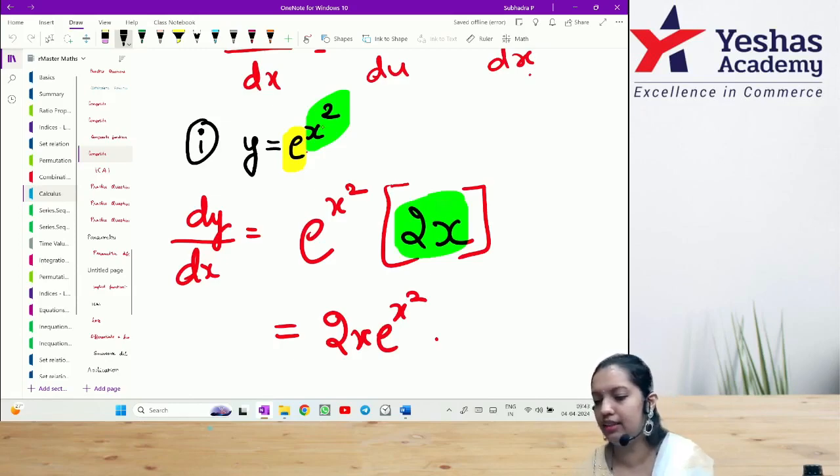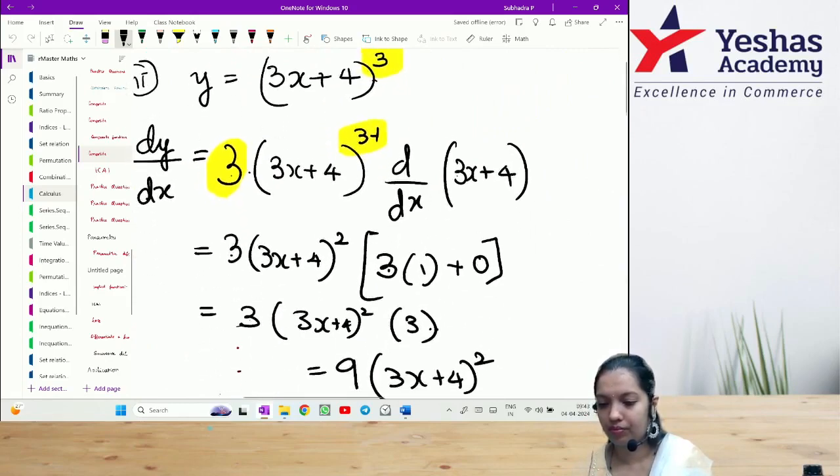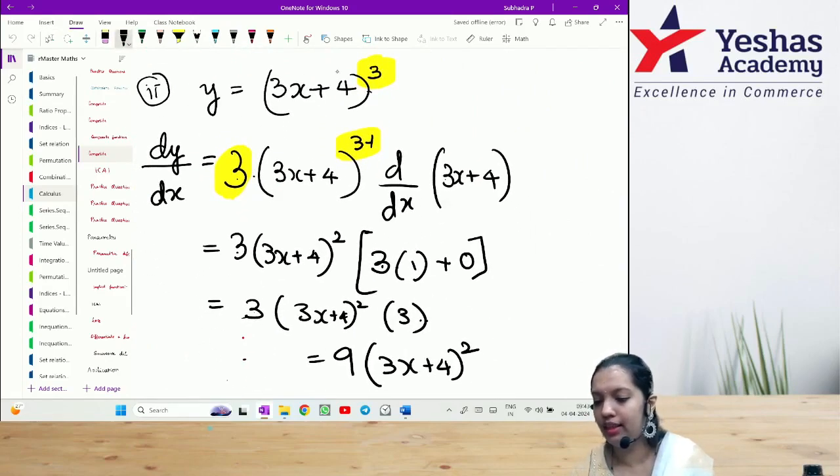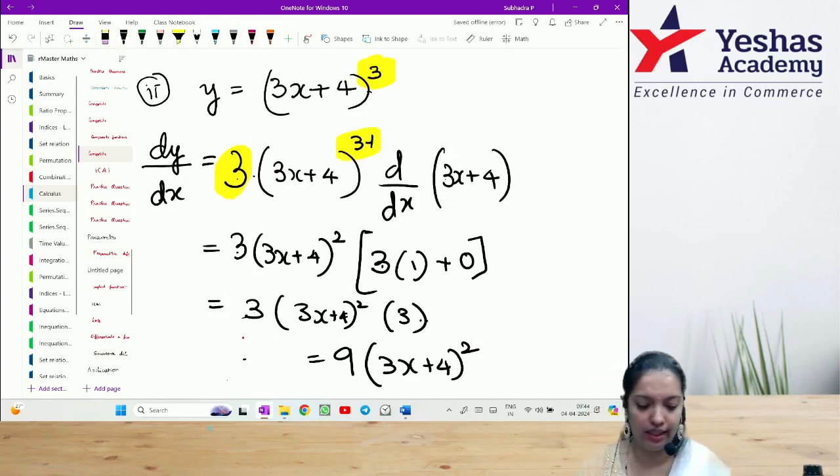Skipped a step, did it directly. Next, second one. 3 into 3x plus 4 whole square into derivative of this. Derivative of 3x is 3, derivative of 4 is 0, 3 3s are 9. Final answer 9 into 3x plus 4 the whole square. If you don't put the bracket, you'll get the wrong answer: 3 into 3x plus 4 the whole square instead of 9 into 3x plus 4 the whole square. Next.